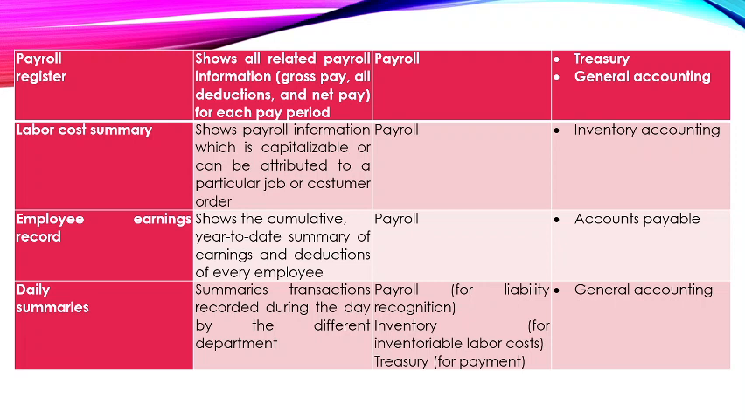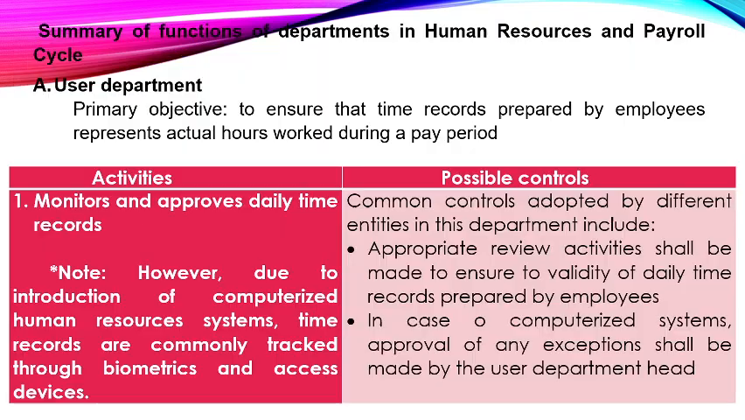So we have the payroll and we have the inventory accounting. The employees' earnings record shows the cumulative year-to-date summary of earnings and deductions of each employee. Again, the payroll and the accounts payable. Daily summaries are summaries of transactions recorded during the day by the different departments. We have payroll for liability, inventory for inventory labor costs, and then treasury for payment. We got general accounting, which distributes.